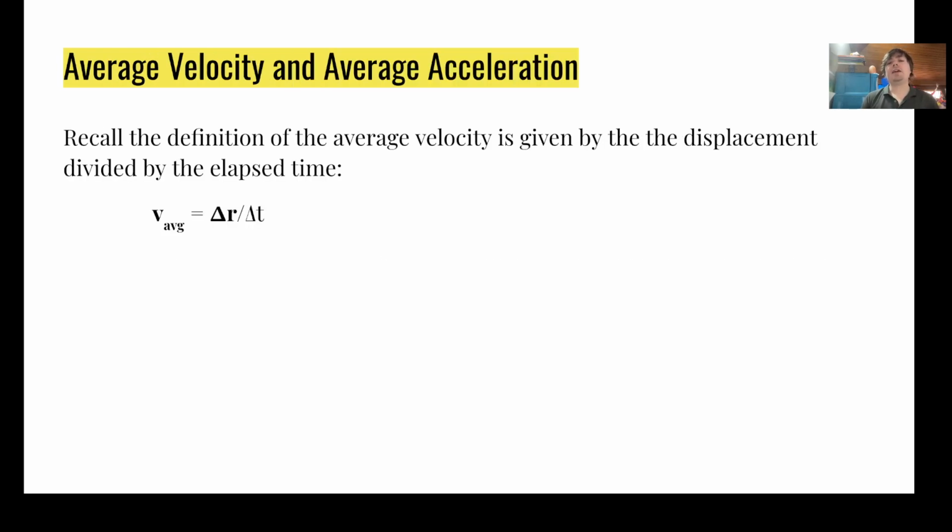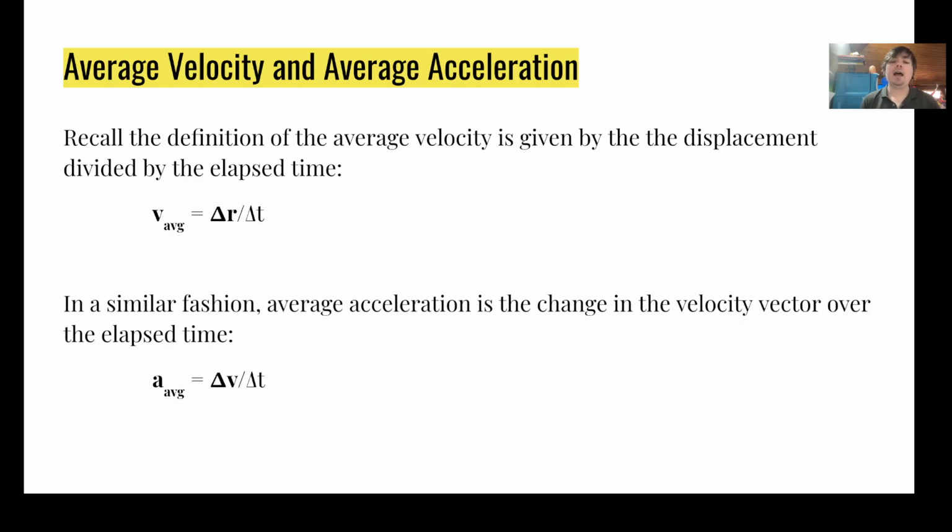Recall that the average velocity is given by the displacement divided by the elapsed time, as shown here. In a similar fashion, the average acceleration is the change in the velocity vector over an elapsed time. Remember, last time I said that the direction of the velocity vector was the same as the change in the position vector, so they point in the same direction. The acceleration here is also in the same direction as the change in velocity, because the change in velocity is the only vector on the right-hand side of that equation.